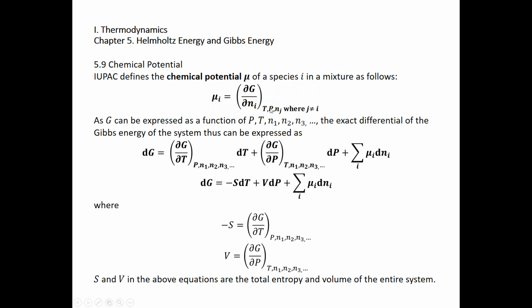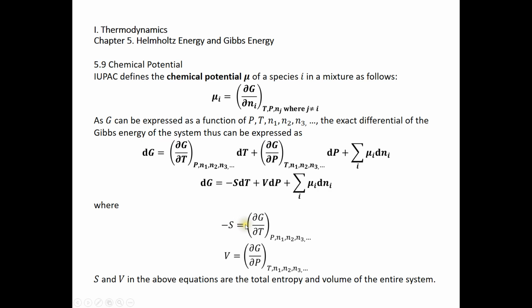Temperature, pressure, and the amounts of all other species are held constant. So G is a function of pressure, temperature, n1, n2, n3, etc. dG can be expressed as the sum of many terms: the dT term, the dP term, and then the dn1 term, dn2 term, dn3 term, etc. Also, we can write dG is equal to negative S dT plus V dP plus the sum of mu_i dn_i.